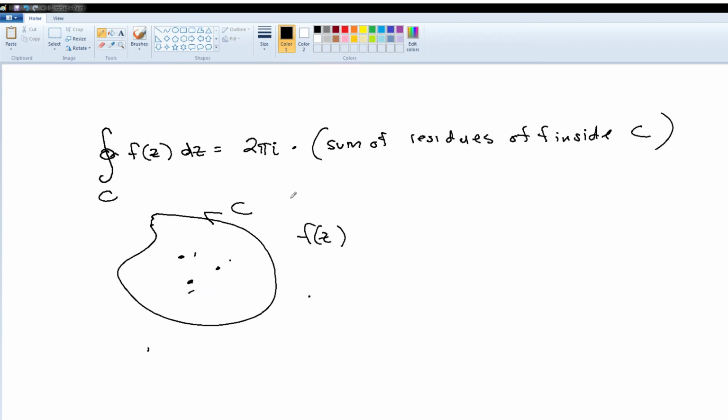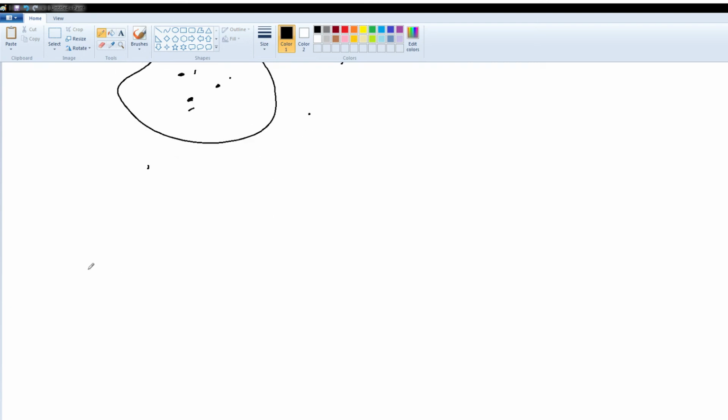Okay, so here's an example. Suppose you want to integrate e to the minus z over z cubed dz, and suppose you're integrating over this circle.